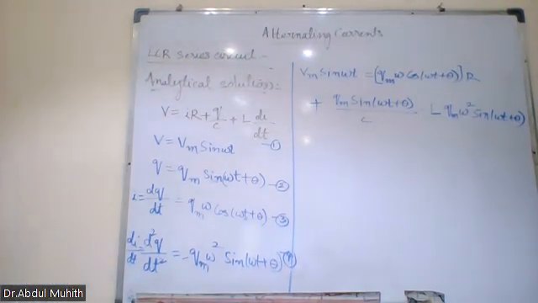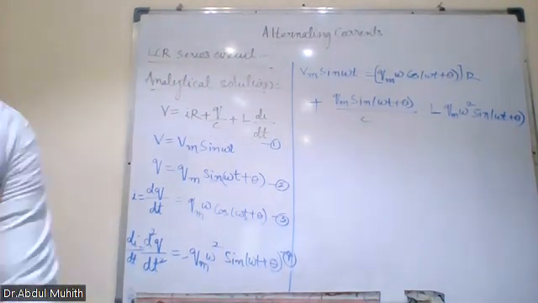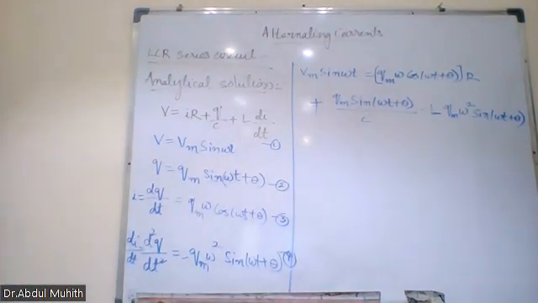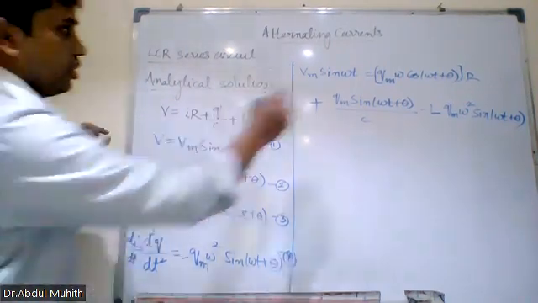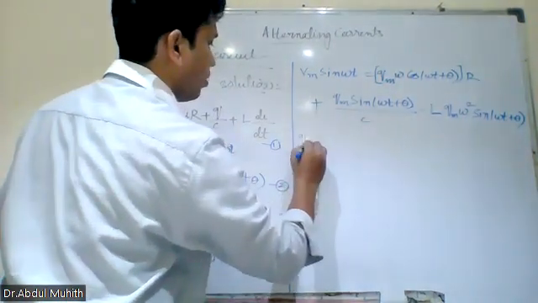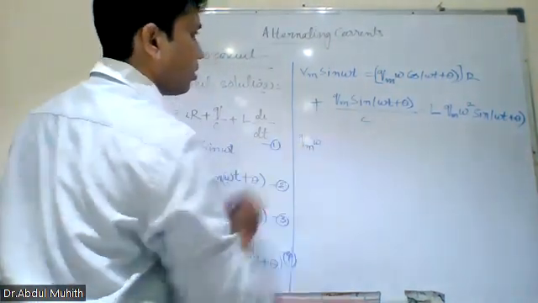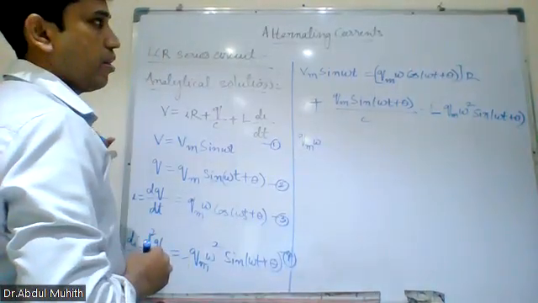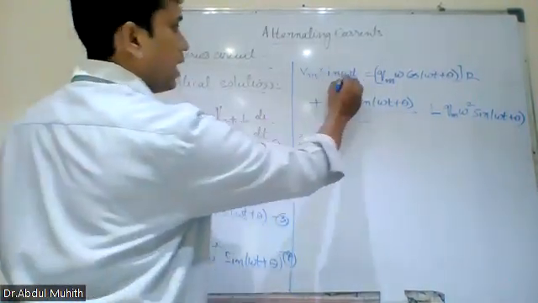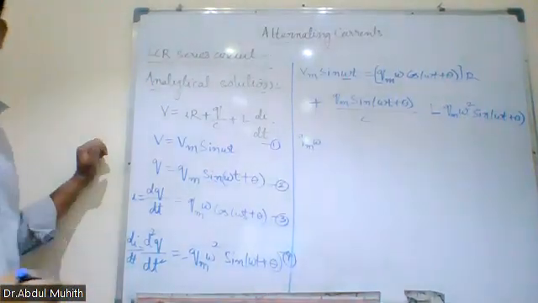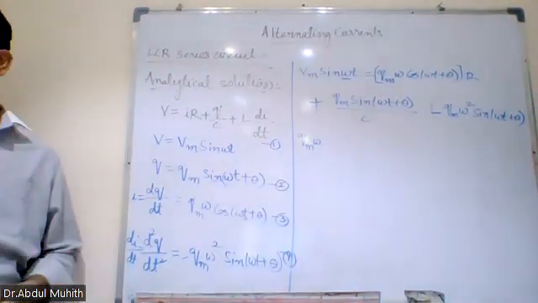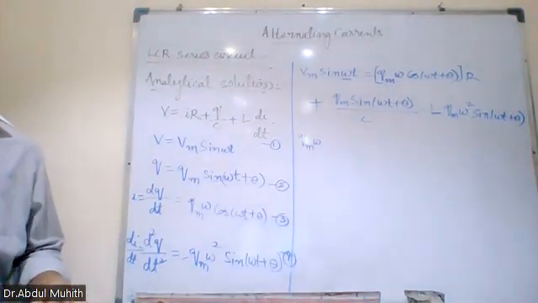Now shall we take common? I am taking Qm and omega common in this equation. Omega t we cannot take common, because omega t is an angle. You cannot take it outside. It's not a multiple.